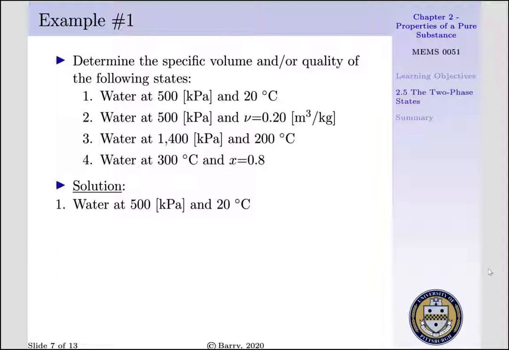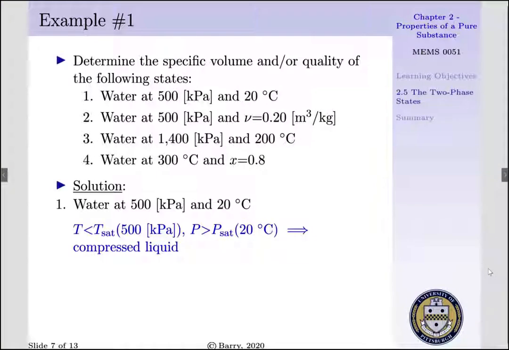Let us look at the first situation, where we have water existing at 500 kPa and a temperature of 20 degrees centigrade. We'd recognize almost immediately that this is a compressed or subcooled liquid. Our temperature is less than our saturation temperature corresponding to 500 kPa. Our saturation temperature for 500 kPa is 151.86 degrees centigrade. Or conversely, we can say our pressure is greater than our saturation pressure corresponding to 20 degrees centigrade. Our saturation pressure for 20 degrees centigrade is 2.339 kPa. Therefore, we are existing as a compressed or subcooled liquid.